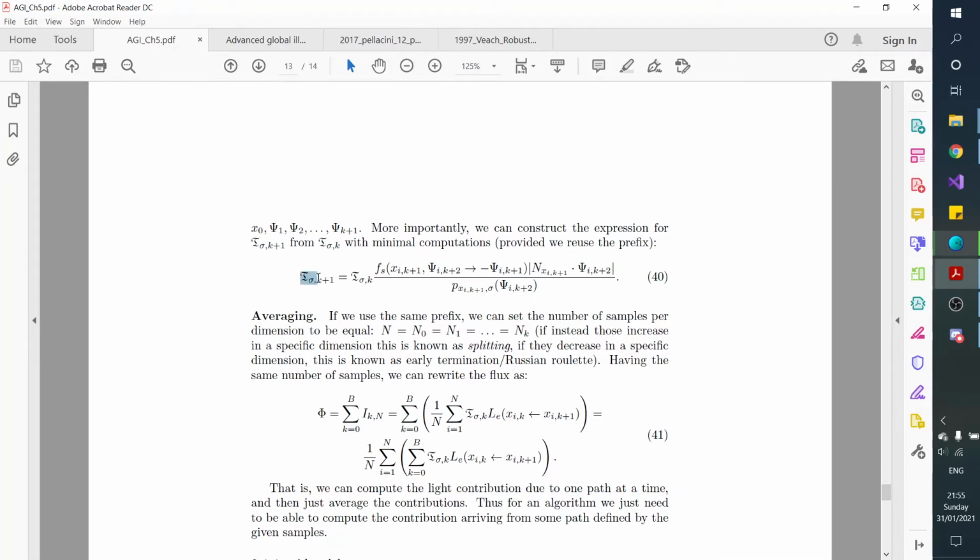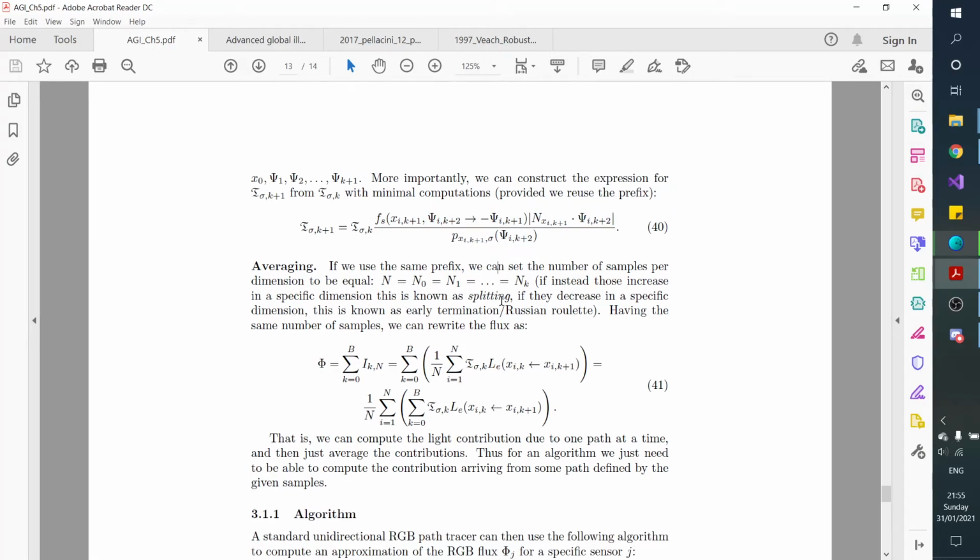So tk+1, for one more bounce, we just have to multiply by the BSDF of that bounce, the cosine, and divide by the density. So we can construct our path iteratively, one bounce at a time, and at every bounce just multiply the throughput by the BSDF, the cosine, and divide by the density.